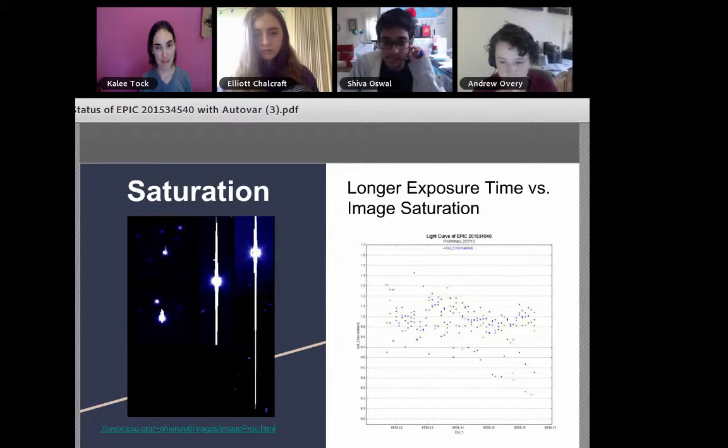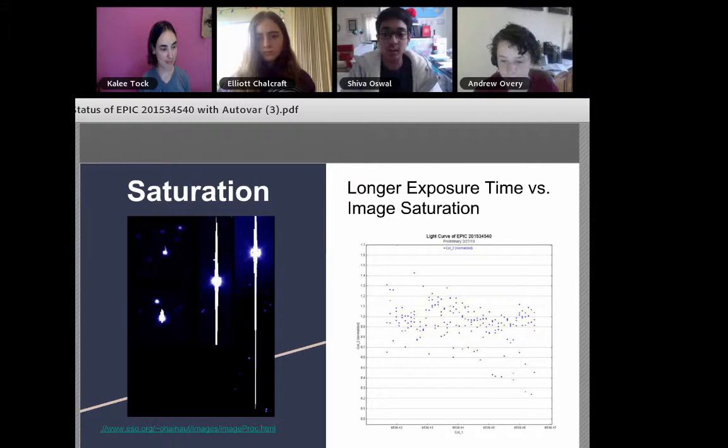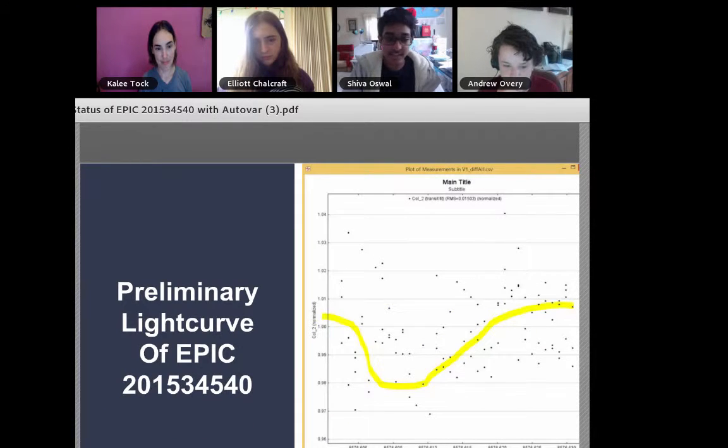So, saturation: we have to deal with saturation a lot, especially the debate of whether to have a longer exposure time and thus improve the quality of our results, but risk image saturation, which totally ruins our data. A saturation bleed, as shown on the left, occurs when a pixel has too much light in it. And this is an incredibly preliminary light curve that was measured using very preliminary data.